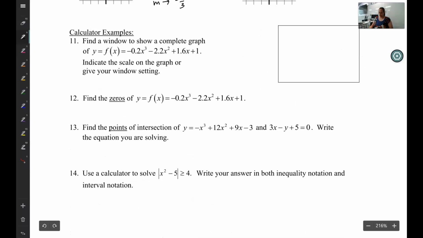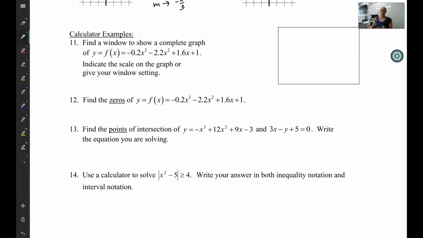Okay, in the next video, we're going to go through some calculator examples. Make sure you have your graphing calculator out, either one that you bought or you should all have one on your Chromebook as well.